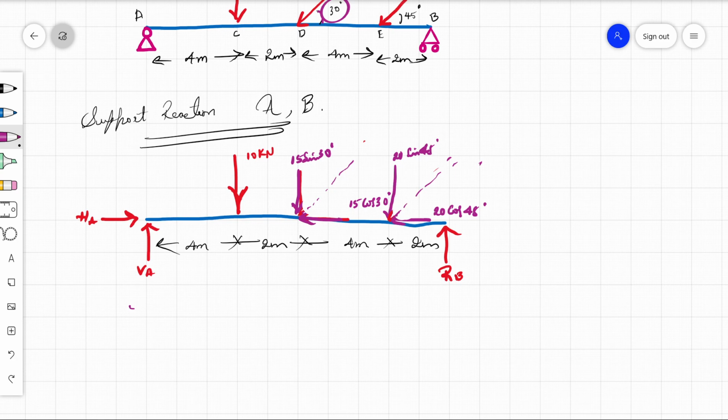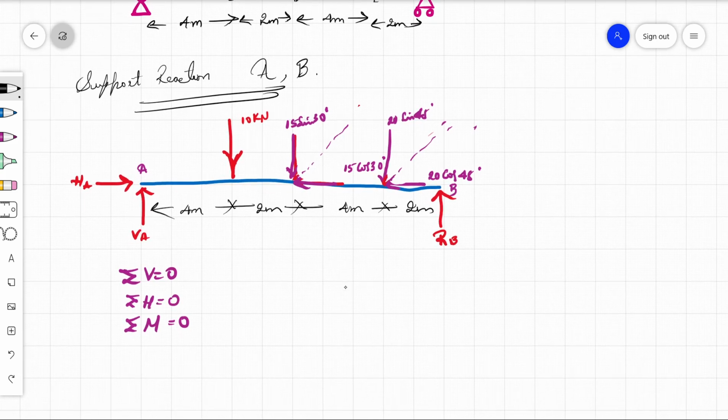So the equilibrium equations are: summation of all vertical forces is equal to 0, summation of all horizontal forces is equal to 0, summation of moment about a point is equal to 0. Now in a fixed beam there would be only one point, but over here you have two points, A as well as B. You can choose any one point. Even if you choose both points and do it twice, the value that comes is the same. So let us solve with this.